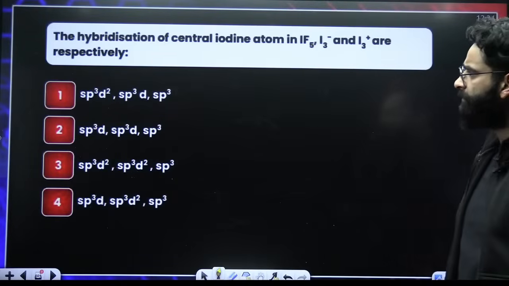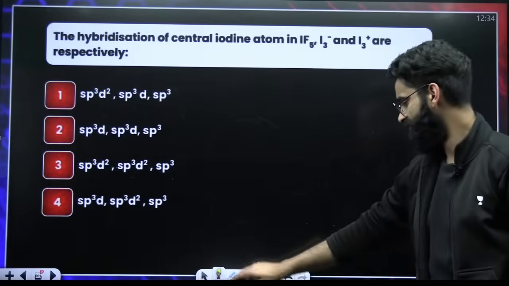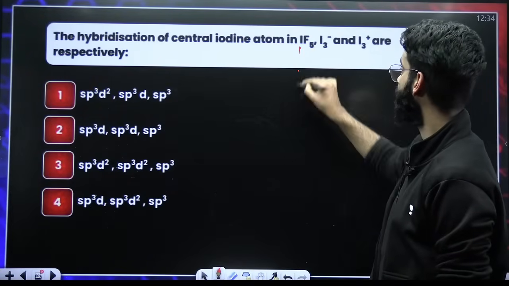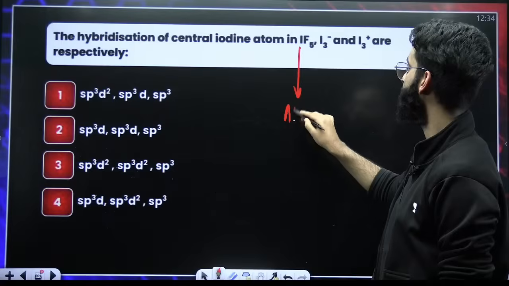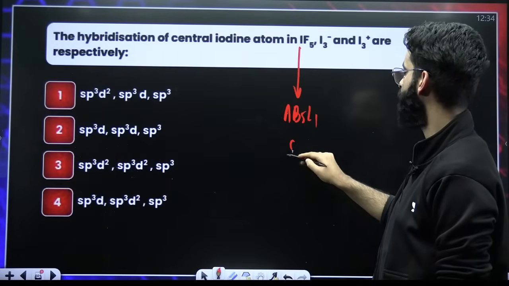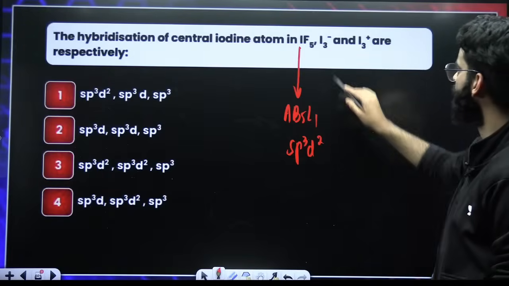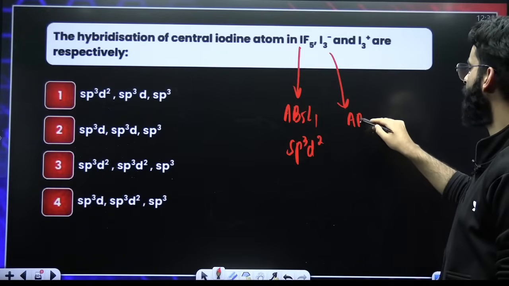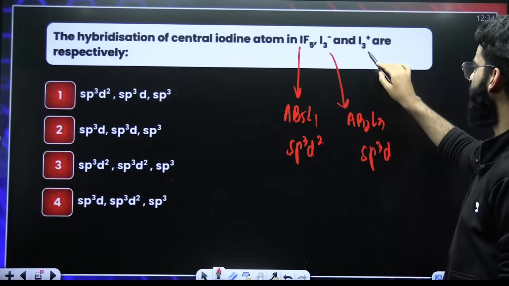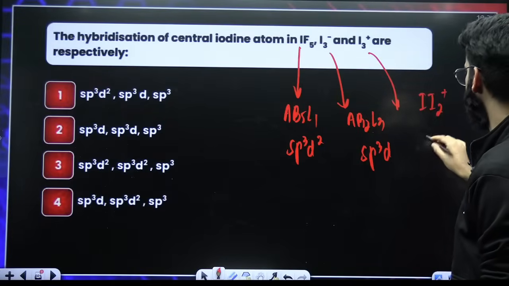Quick, guys. Hybridization of the central iodine in IF5. AB5L1, sp3d2. Next, AB2L3, sp3d.